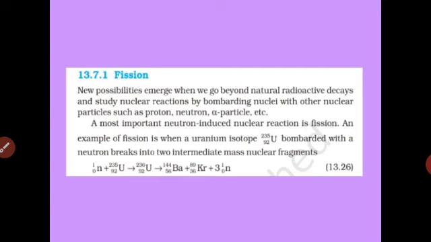Here in this case, the example in equation 13.26 shows that there is a uranium nuclei and it is bombarded by a neutron. Uranium has an atomic number of 92 and mass number of 235. When it is bombarded with a neutron, the neutron gets absorbed inside and you see there is a change in the atomic mass number from 235 to 236. The atomic number remains unchanged.